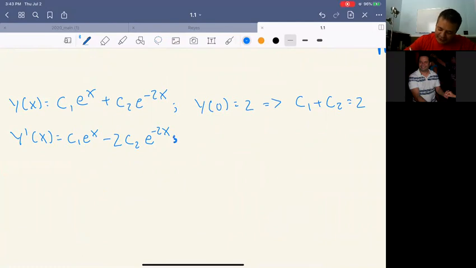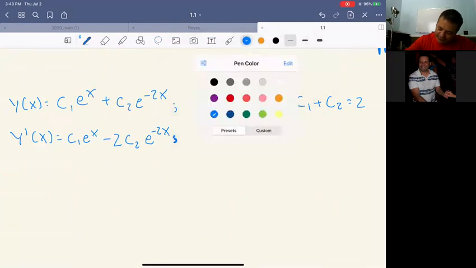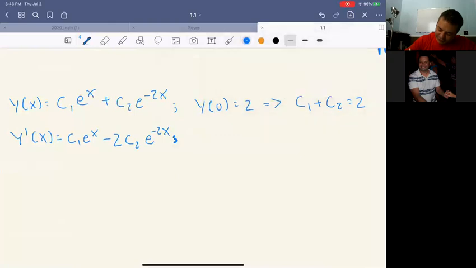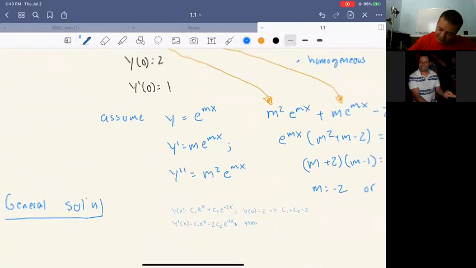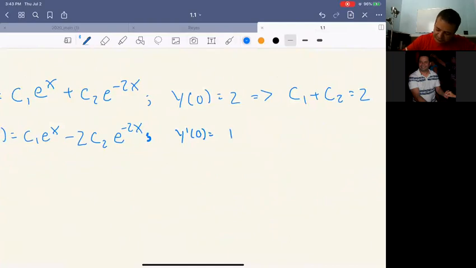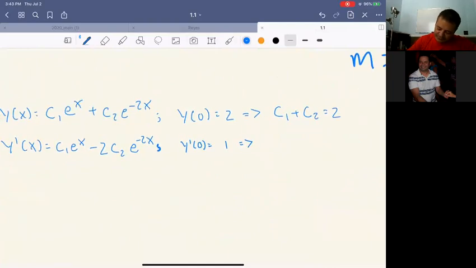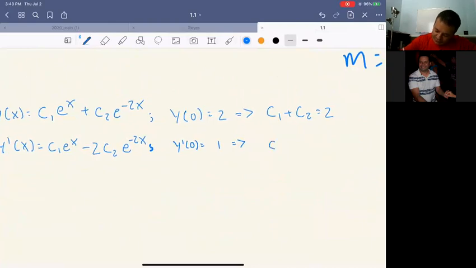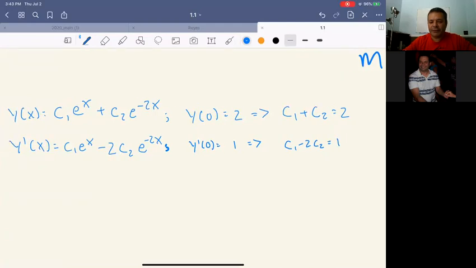And our initial condition is y prime of 0 equals, let me see what that was again, 1. So that means that c1 minus 2 c2 equals 1. So from here, I can solve for c1 and c2.